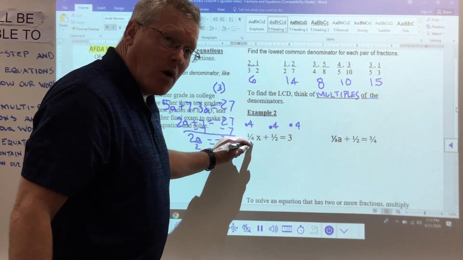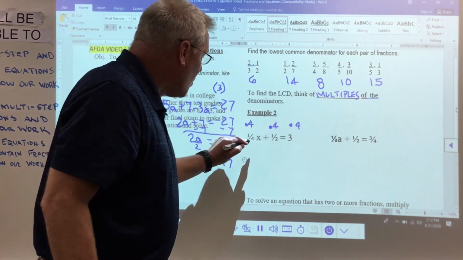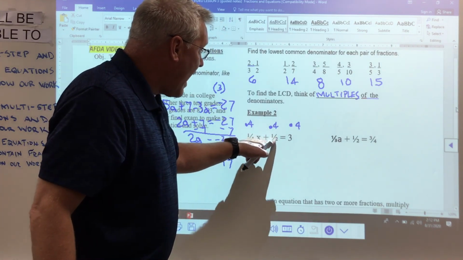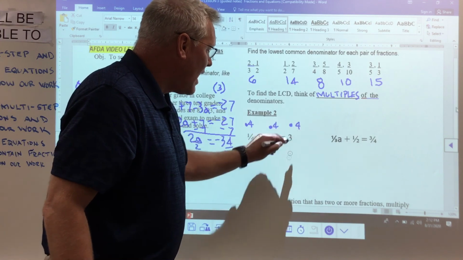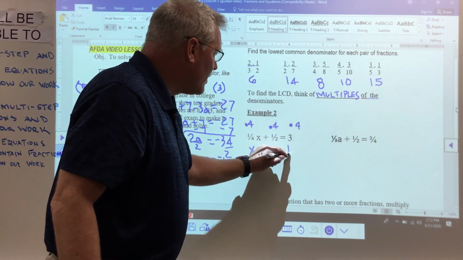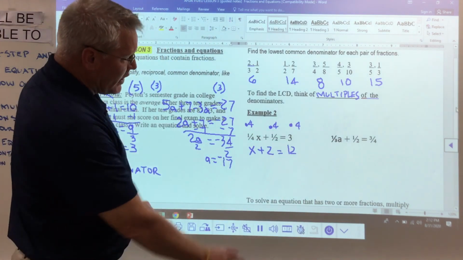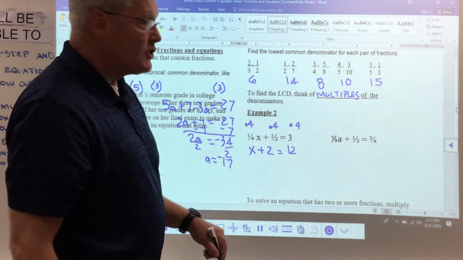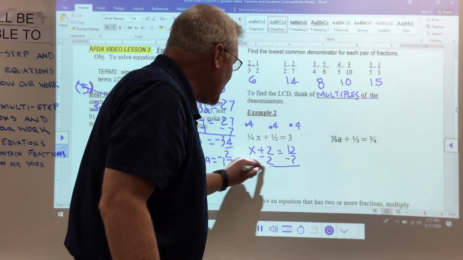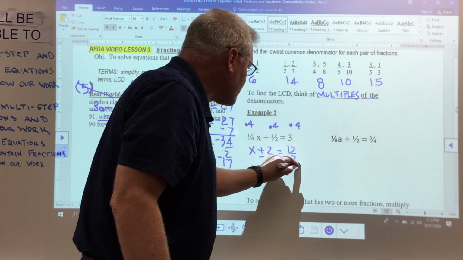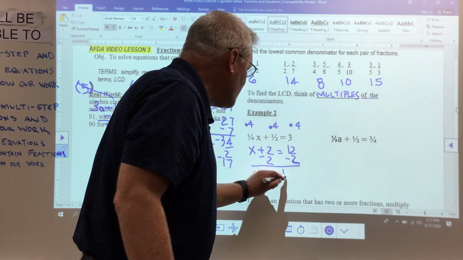So 1/4 of 4 is 1. 1 times x is x. Half of 4 is 2. And 3 times 4 is equal to 12. So here's your new equation without fractions. Can you solve it? Sure you can. Just subtract 2 from both sides, and you have x is equal to 10.